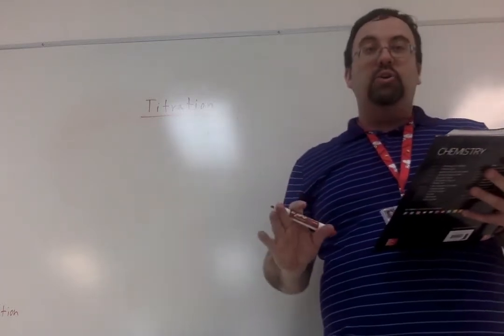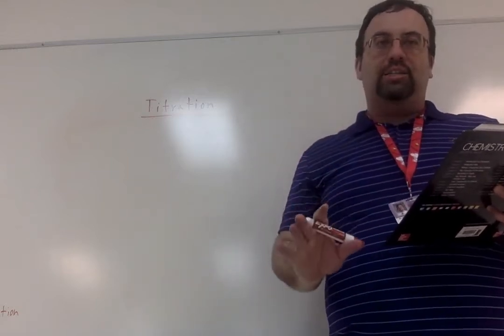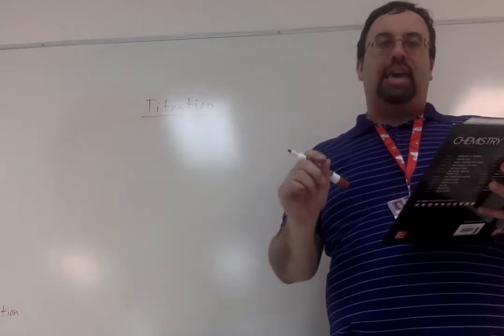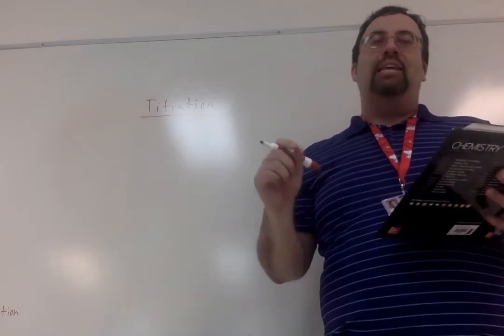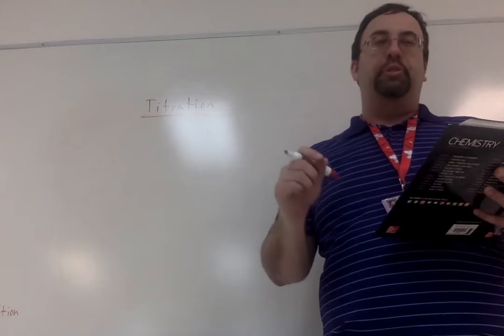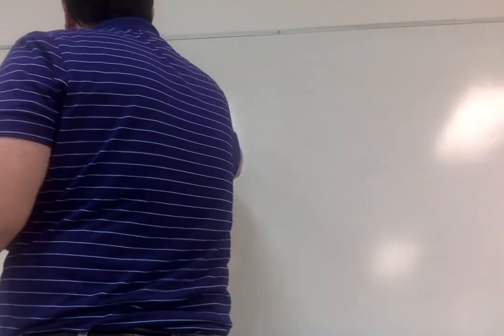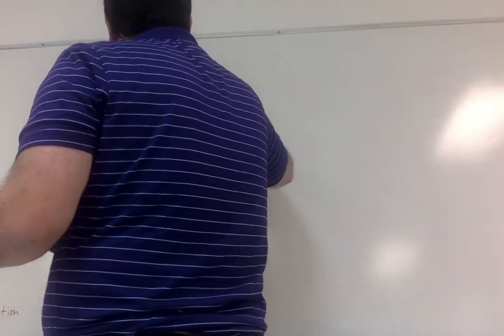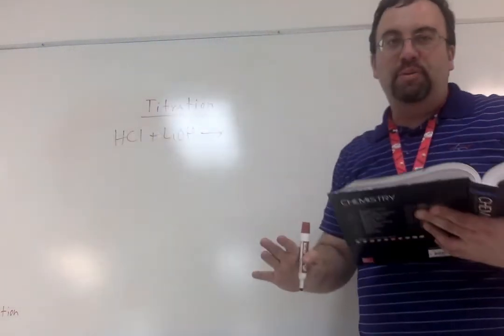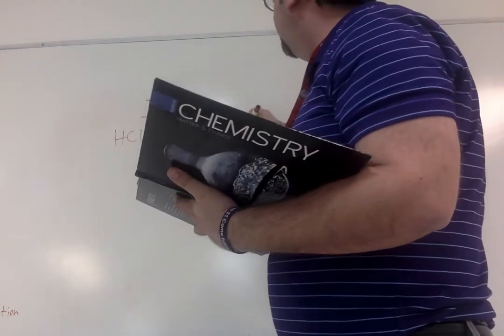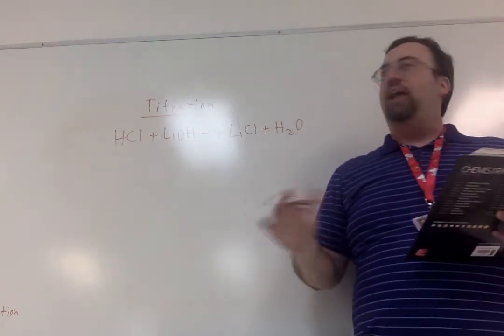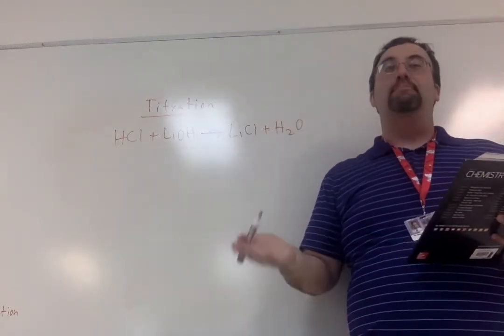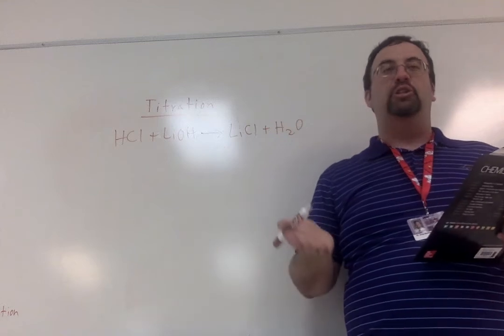So what I'm going to do, I will give you the balanced chemical equation on the test for this problem. What we have here is hydrochloric acid reacting with lithium hydroxide. So we have HCl plus LiOH forms our salt, lithium chloride, LiCl, and water. Notice that our skeleton equation is already balanced, and so there's nothing else we need to do for this problem.